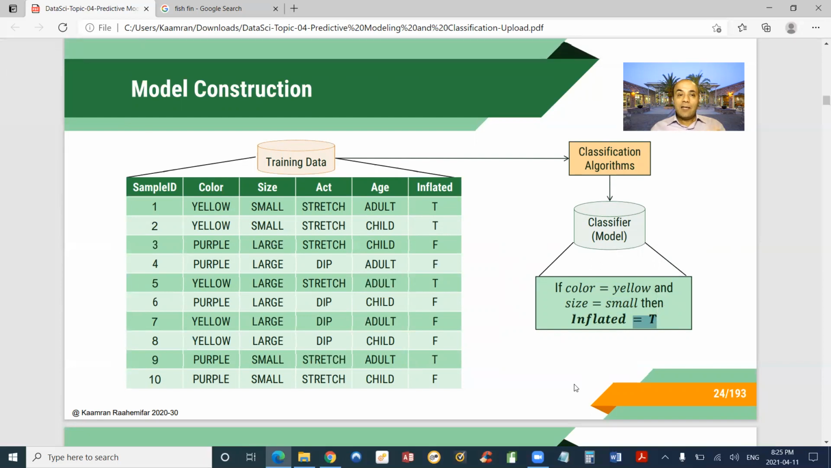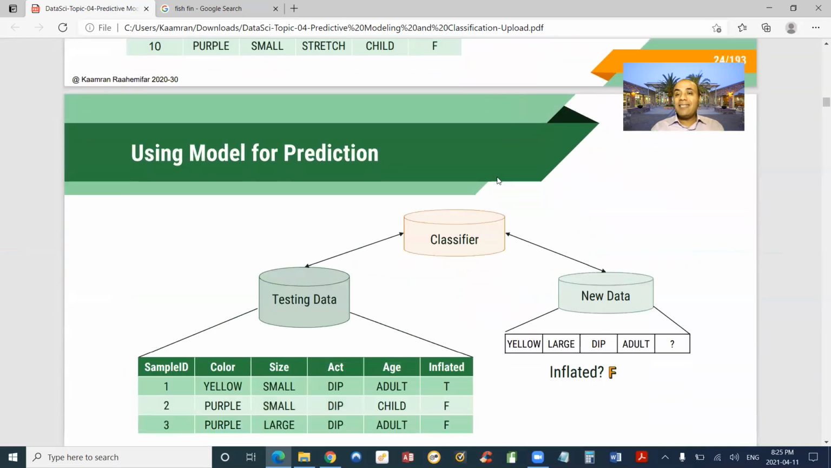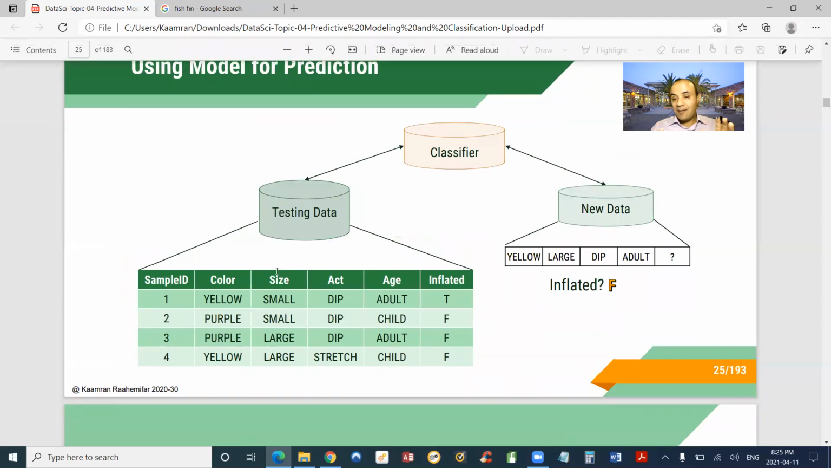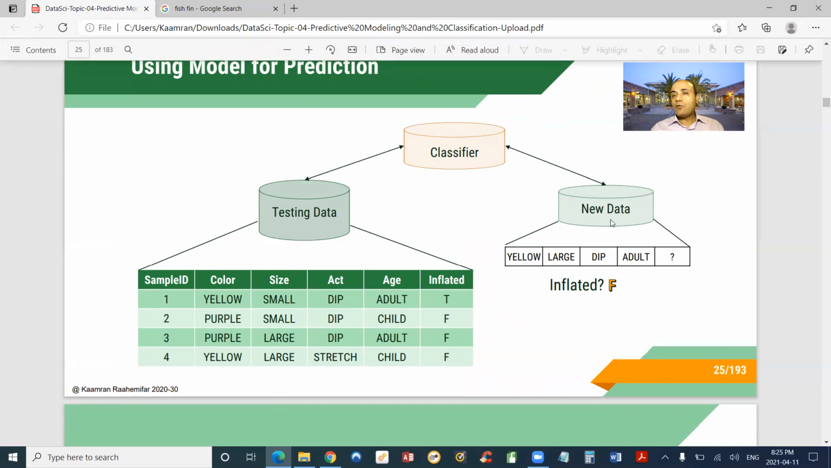I said, if you find yellow and small, based on available data, which could be millions or billions of rows, I'm going to tell you that it is true for inflation. But imagine that I want to have new data. Take a look at this. And I want you to listen carefully to this last slide of part 1. This is color, size, act, age, and inflated. I'm going to actually try that, and I have this as my testing data. And then I'm going to do new data.